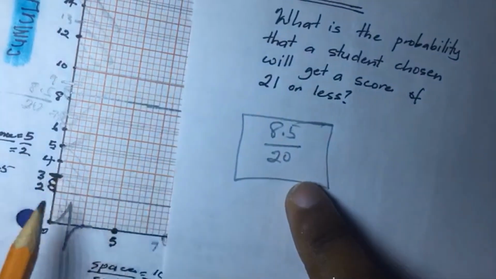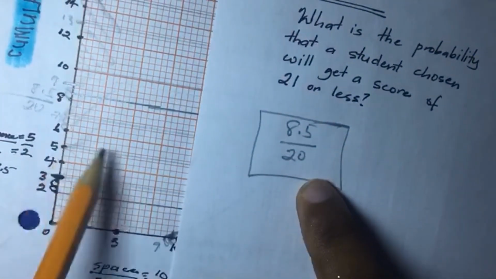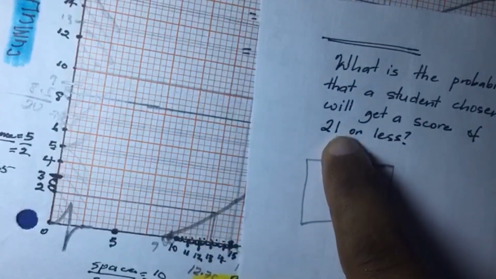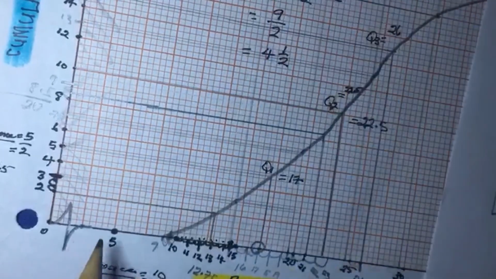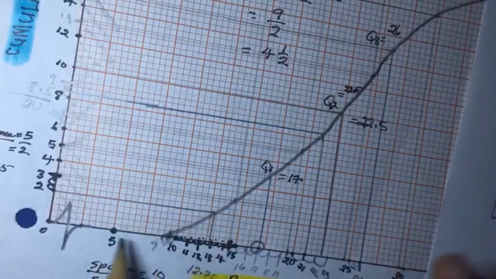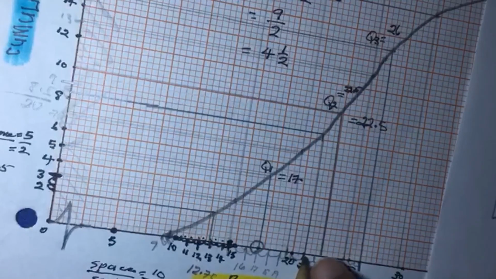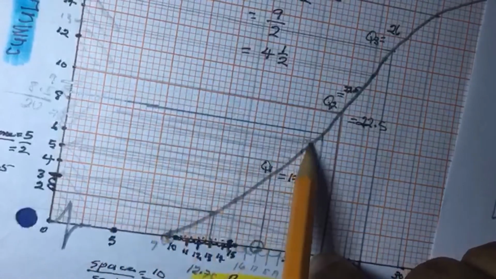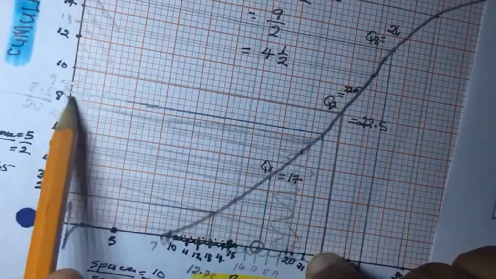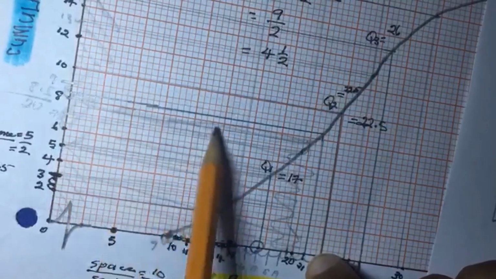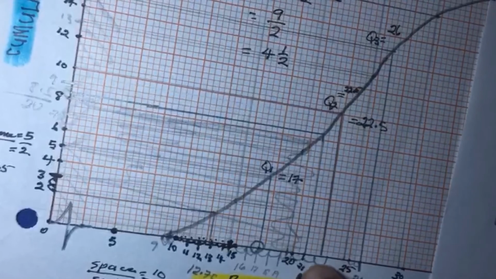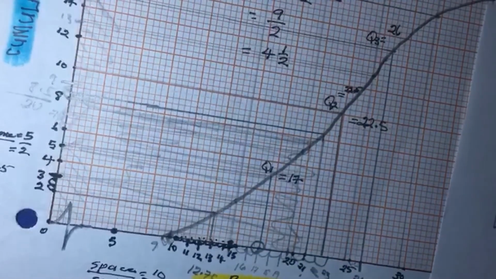So this is saying that, look, 8.5 out of the 20 students would actually get a score of 21 or less. So they could have gotten 0, 1, 2, 3, 4, 5, 6, 7, 8, 9, 10, 11, 12, go straight up to the 21. All of this section here represents 8 students. See here? 8.5 students take up the whole of this space. So the probability of choosing somebody that gets a score of 21 or less would be the 8.5 out of the 20. Right?